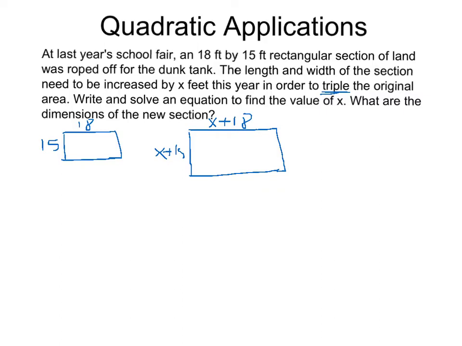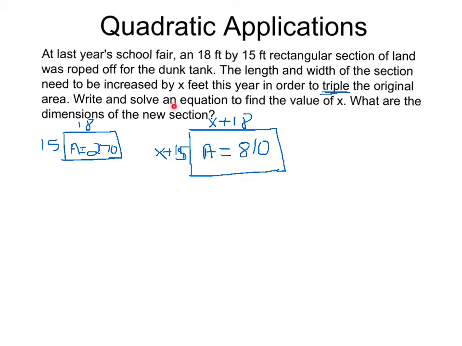So we know area is length times width. If we find our original area, we multiply 15 by 18. That would give us 270. If I want to triple that area, I take 270 and multiply it by 3, and that gives me the new area I'm looking for, which would be 810, because 270 times 3 is 810.